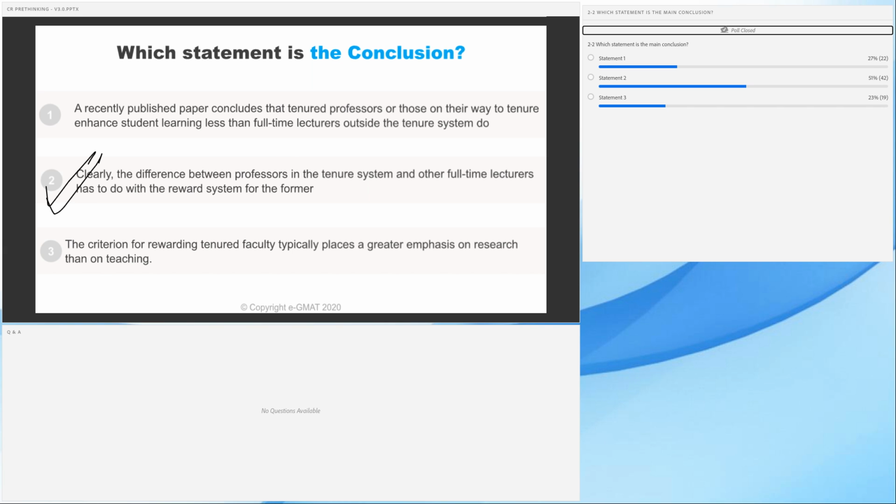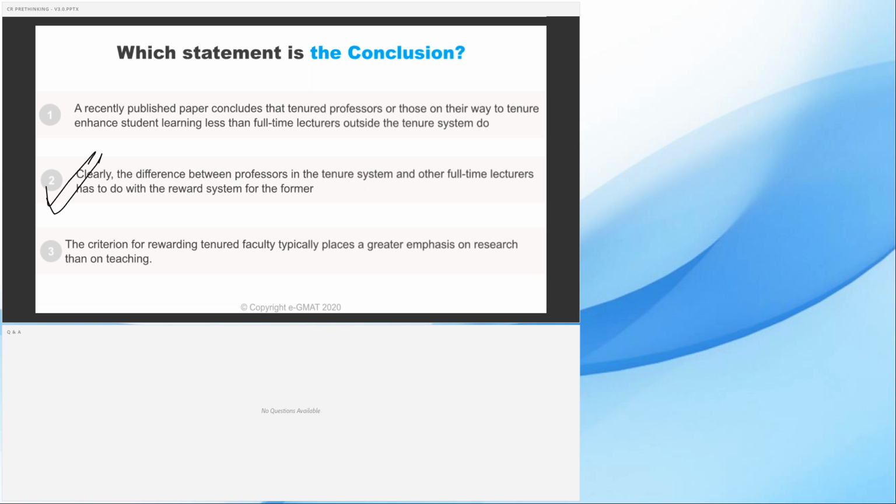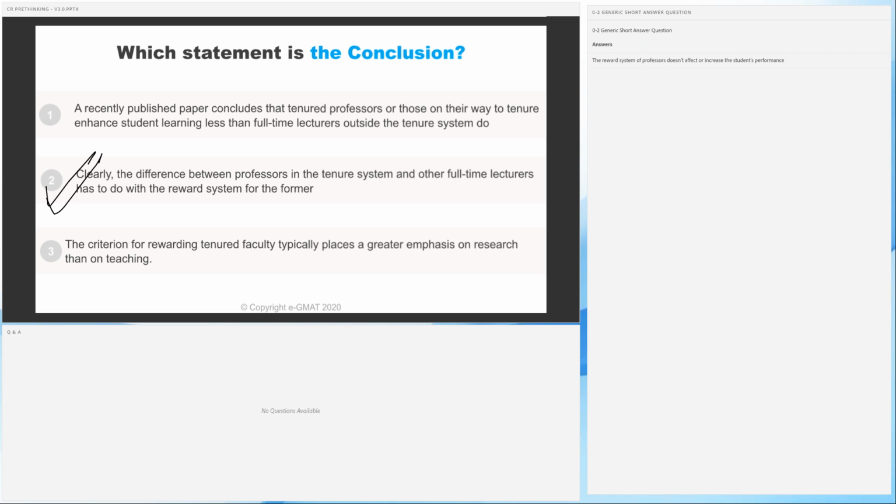The job of the main conclusion is to say why the author has written this argument. And when you think about why the author has written this argument, you're going to see it is to further this belief that the difference between professors in the tenure system and other full-time lecturers has to do with the reward system for the professors. The word "former" is really important over here.